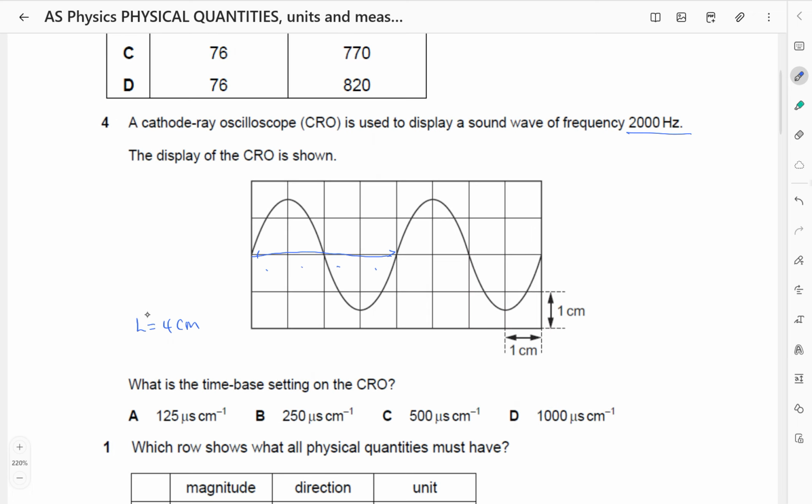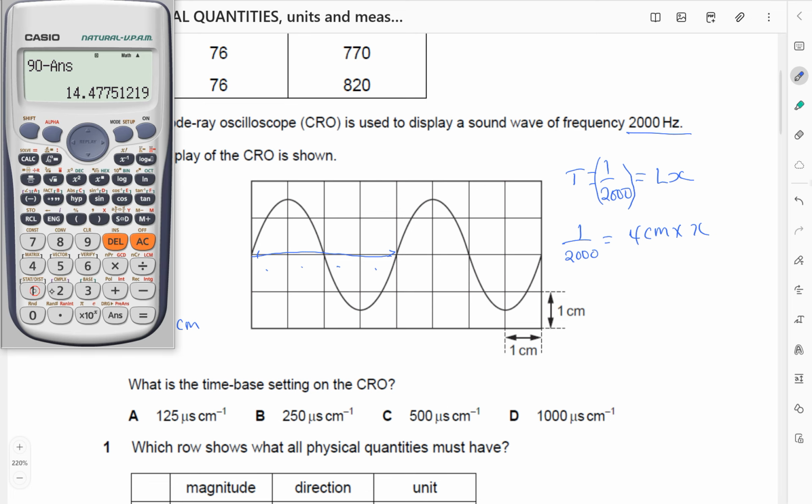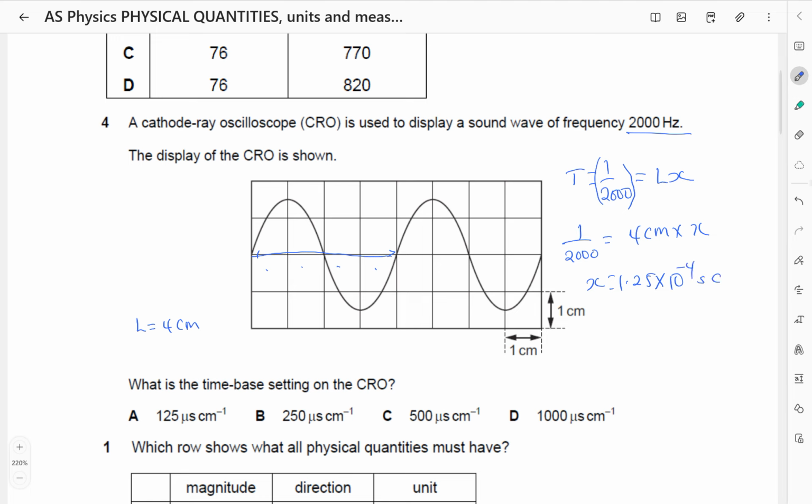So they gave us the frequency. So the period is equal to 1 over 2000, and the period is equal to the length representing one cycle times the time-base setting. So that is L times the time-base setting X. Remember, this one here is in seconds because it is the period. So 1 over 2000 is equal to L, which is 4 centimeters, times X. So I'll just divide 1 divided by 2000 divided by 4, which gives us 1.25 times 10 power negative 4. Remember, that is going to be seconds per centimeter. So X is equal to 1.25 times 10 power negative 4 seconds per centimeter because I divided both sides by 4 centimeters.